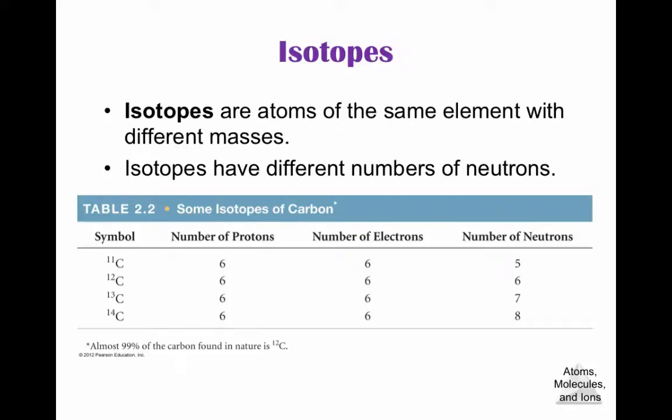So isotopes are atoms of the same element with different masses. Same element means same Z, which is the atomic number. If it's the same element, it has the same number of protons, but it has different masses. The whole premise of an isotope is that they have different numbers of neutrons, which means different masses. You can see here an example is carbon. You can have carbon 11, carbon 12, carbon 13, or carbon 14. They all have the same number of protons and electrons because they're neutral, but the difference comes with neutrons.